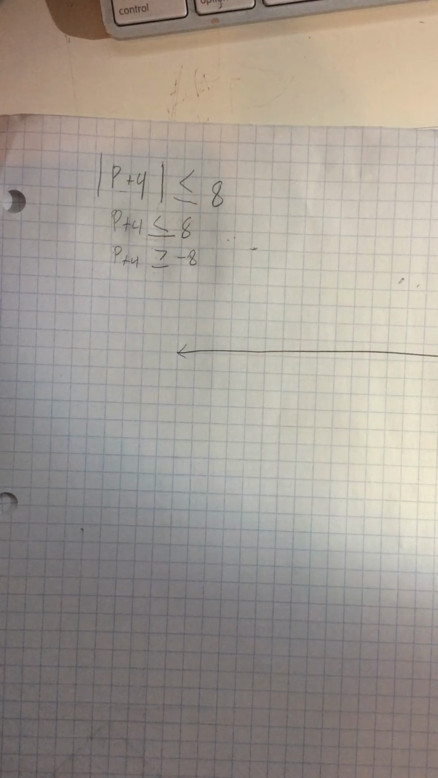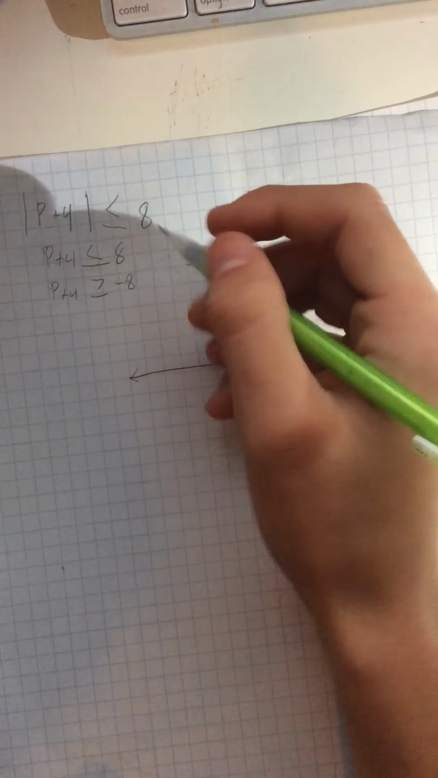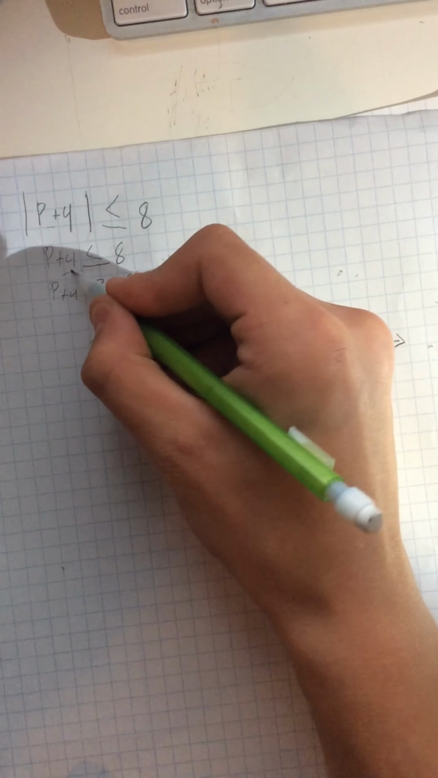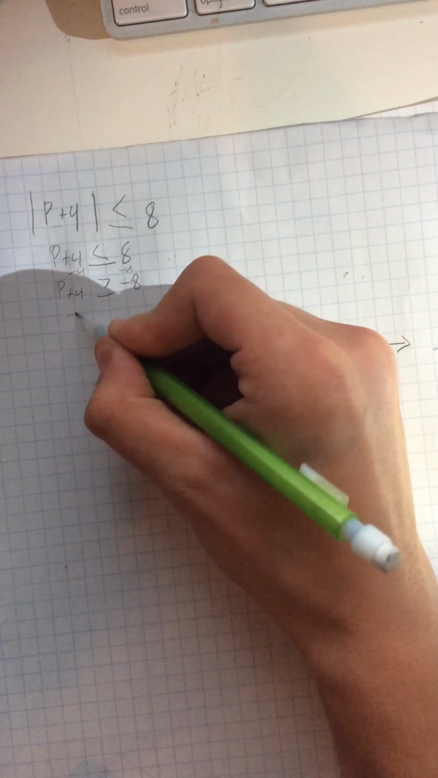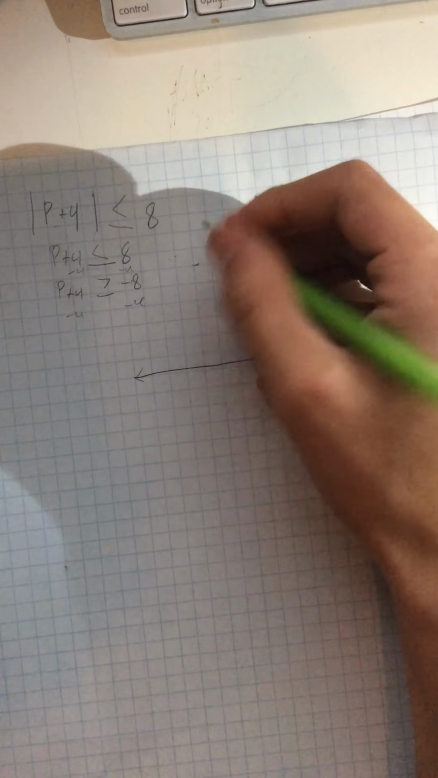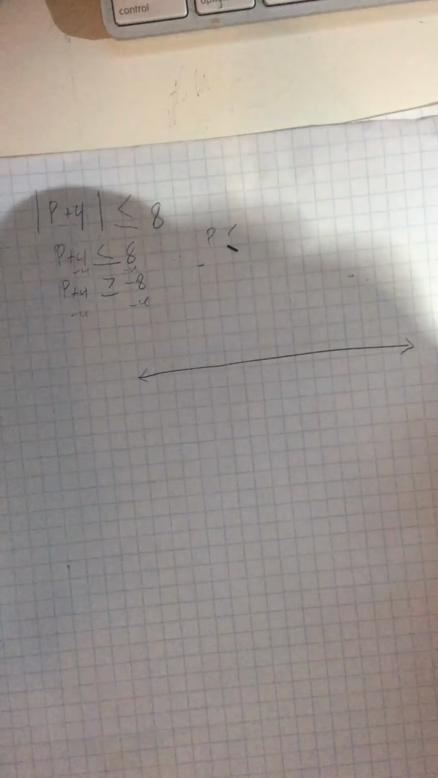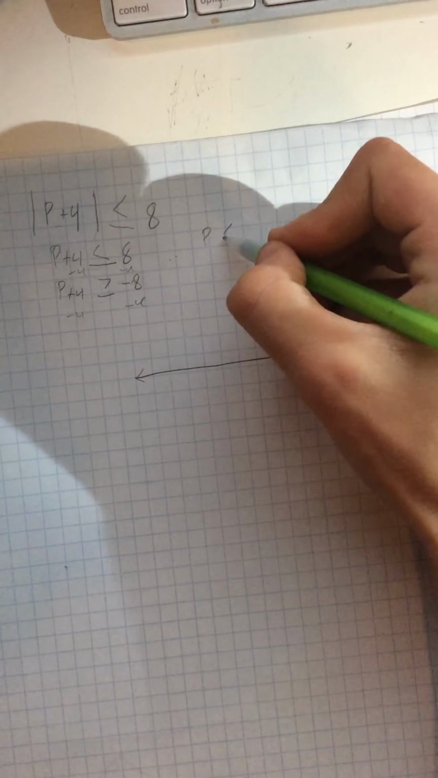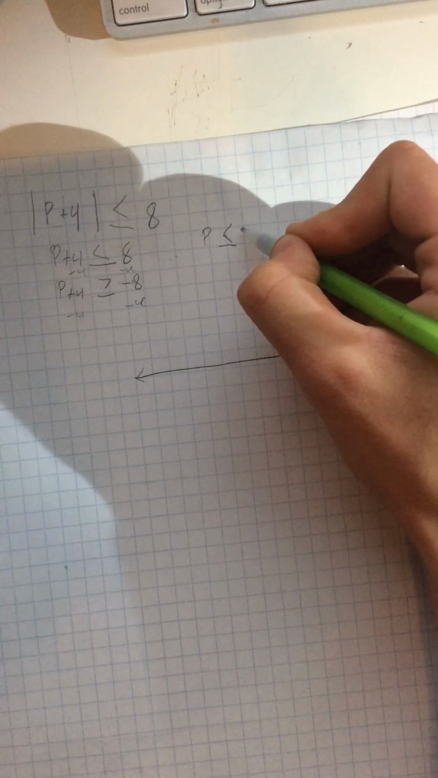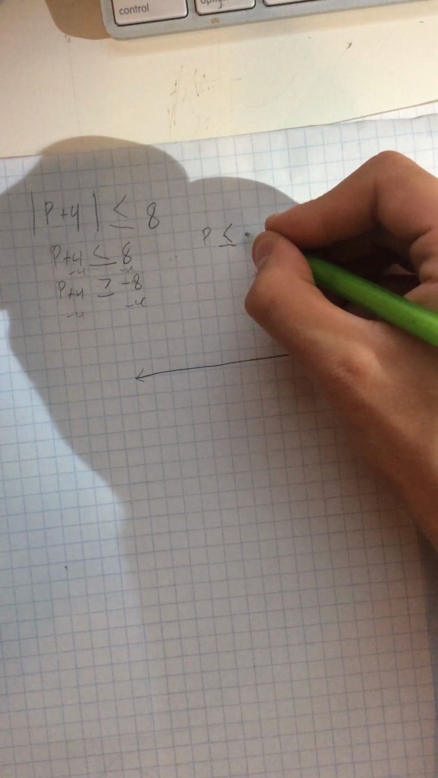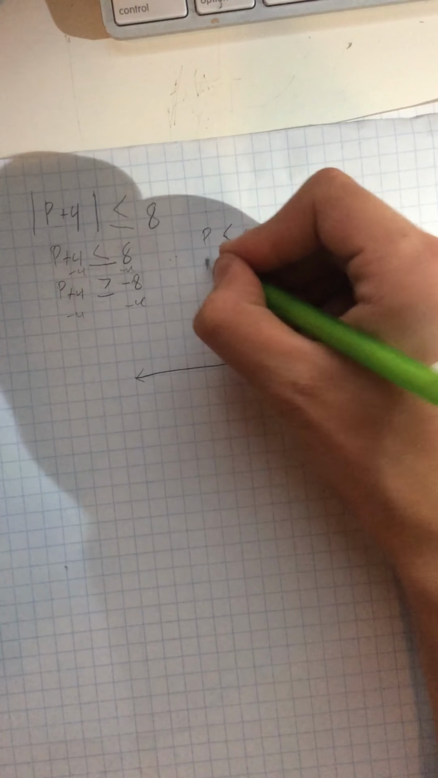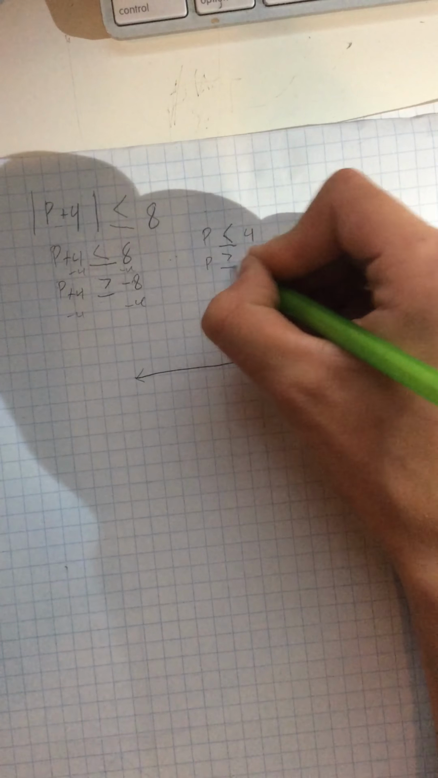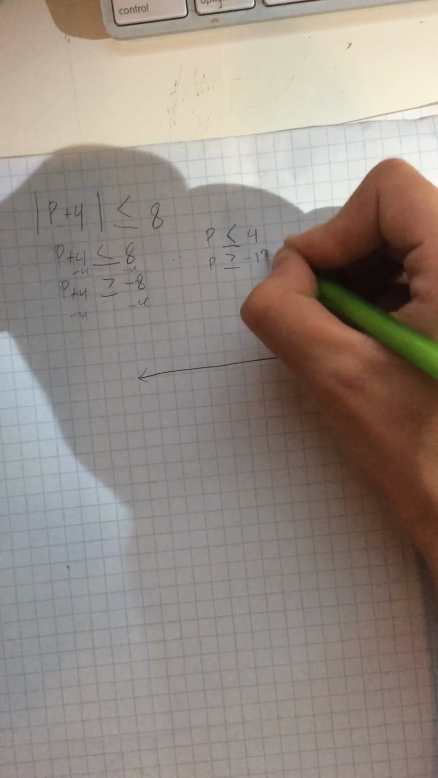So now that we have this, we can simplify. We can subtract 4 from both sides on every single inequality. And we have p is less than or equal to 4, and then here we have p is greater than or equal to negative 12.